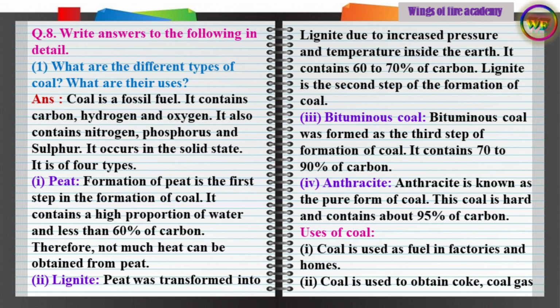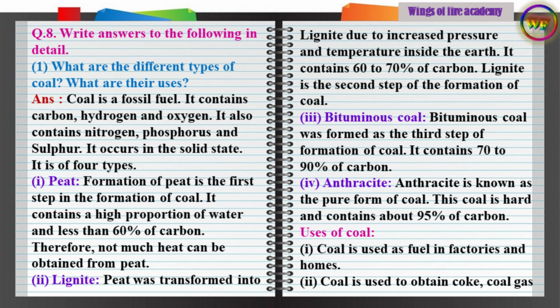Question 8. Write answers to the following in detail. 1. What are the different types of coal? What are their uses? Answer. Coal is a fossil fuel. It contains carbon, hydrogen and oxygen. It also contains nitrogen, phosphorus and sulfur. It occurs in the solid state. It is of 4 types.